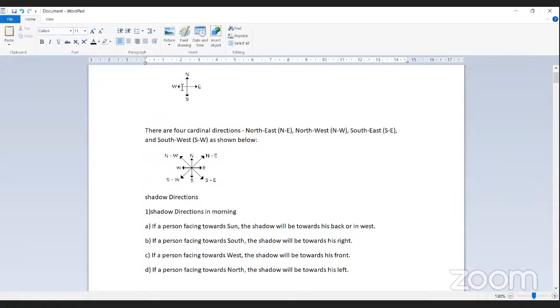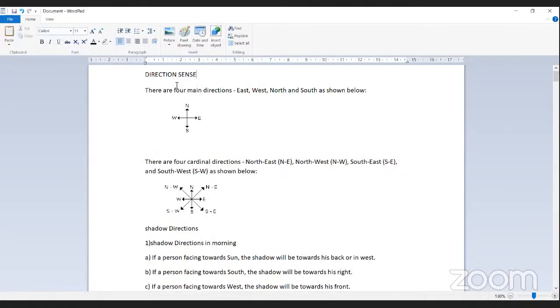So if the person is facing west, meaning opposite of the sun, where will his shadow be? Towards west, correct. He's facing opposite to the sun. So if the light comes from behind, your shadow will be in front of you, again facing west, as you said.